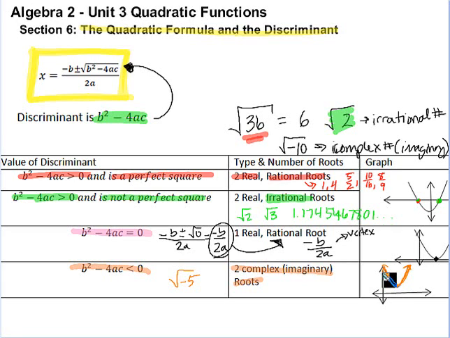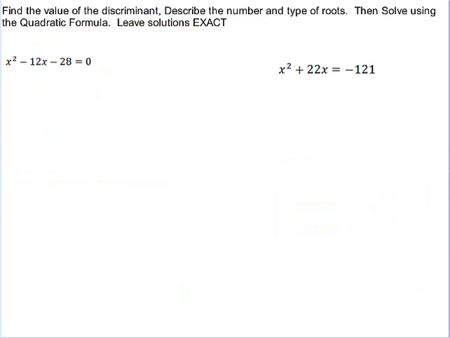So what we're going to be doing is we're going to solve quadratics. This time we are going to use our quadratic formula. So we're going to find the discriminant, we're going to solve it, and we're going to state the number and types of roots based off of our discriminant. And we're going to leave our solutions exact, so we're going to leave them in radical form. So first up, x squared minus 12x minus 28 is equal to 0.